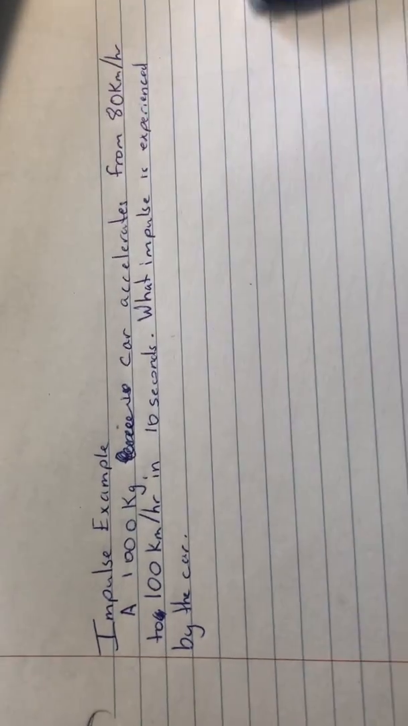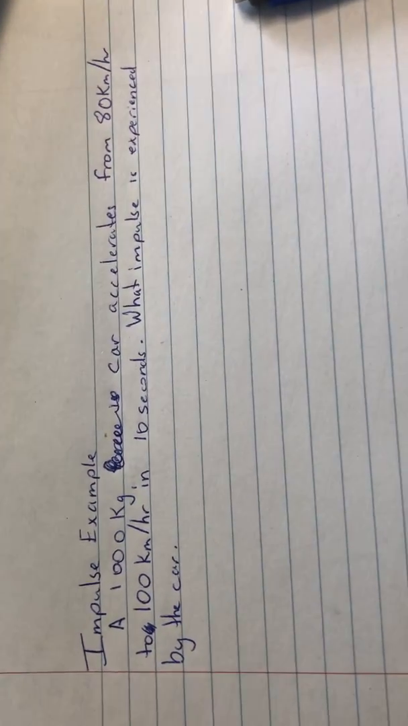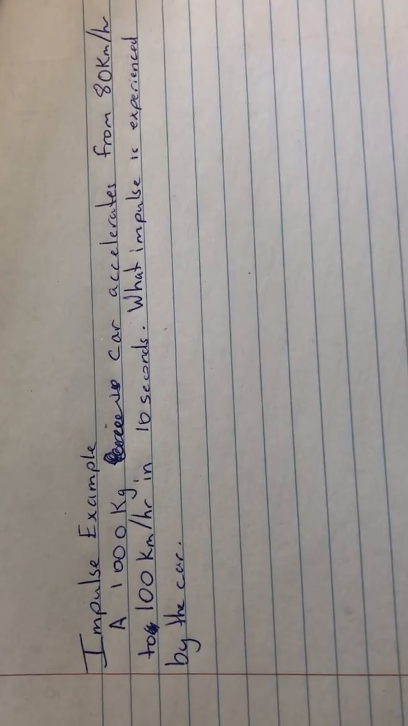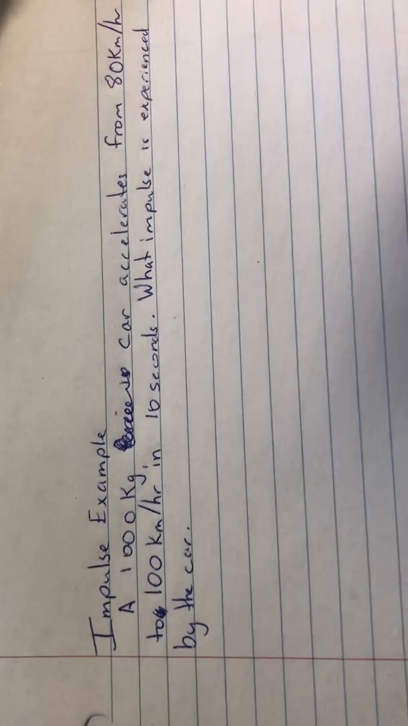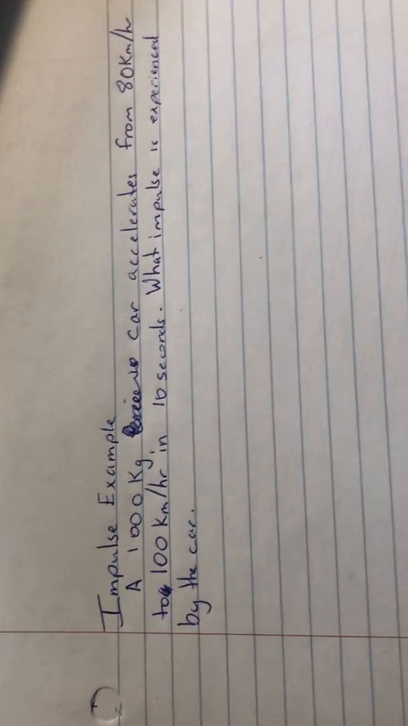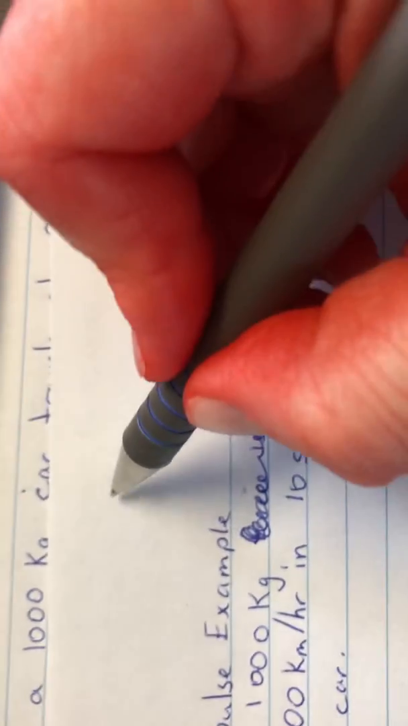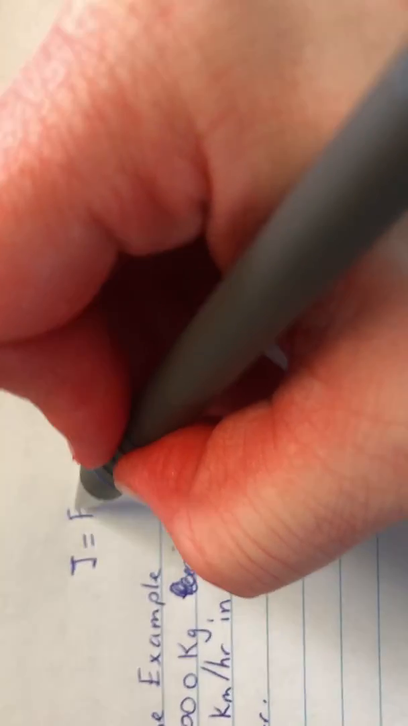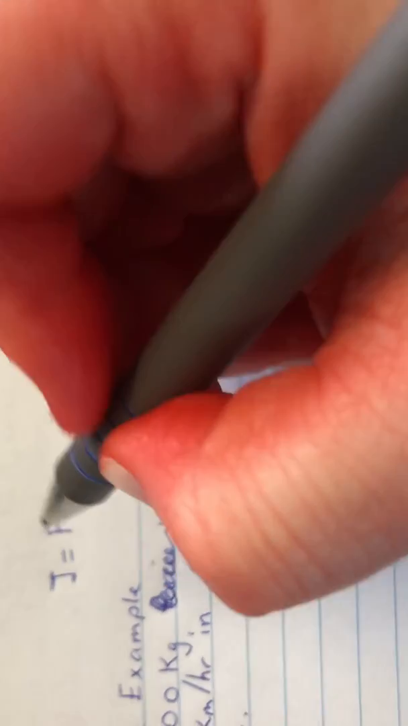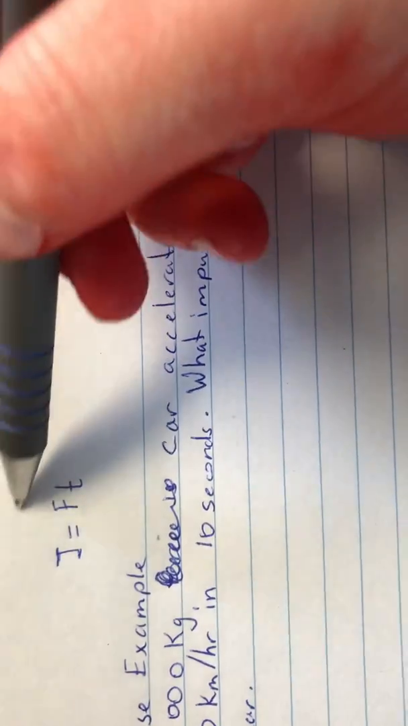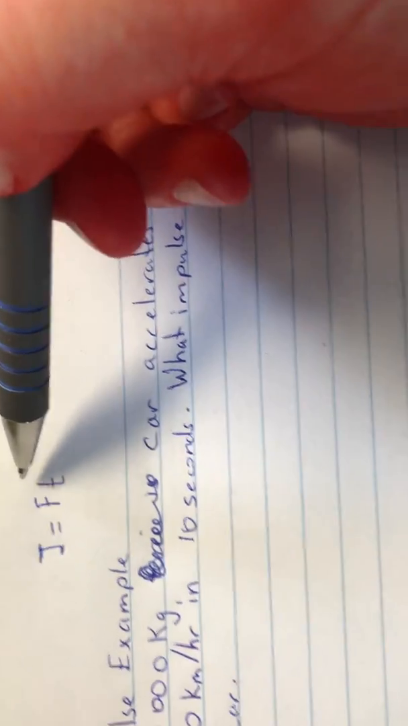Okay, so after looking over your short notes on impulse, we're going to look at an example here. Now I'm just going to write the formula at the top of the page so that we know what we're working with here. And so impulse has a very strange symbol in that it is J, I don't know where that actually comes from, is equal to the force times the time that that force is being applied. So a very sort of different formula here.